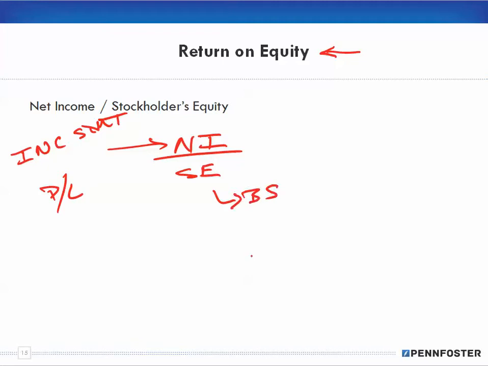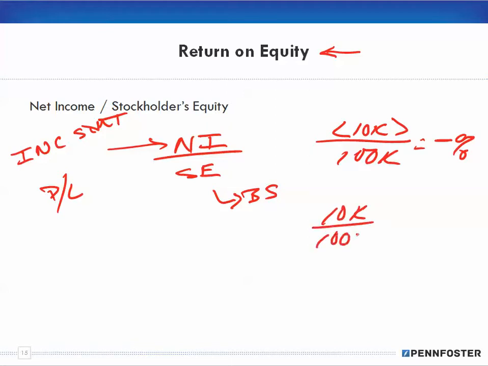And the purpose behind this ratio is to say, what kind of return am I getting? Obviously, if I have a loss, let's say minus 10,000 as net income, and I have 100,000 as equity, I'm going to have a negative return, a negative percentage. I don't want that. I want a positive percentage. I want 10,000 divided by 100,000, which would be a 10% return.